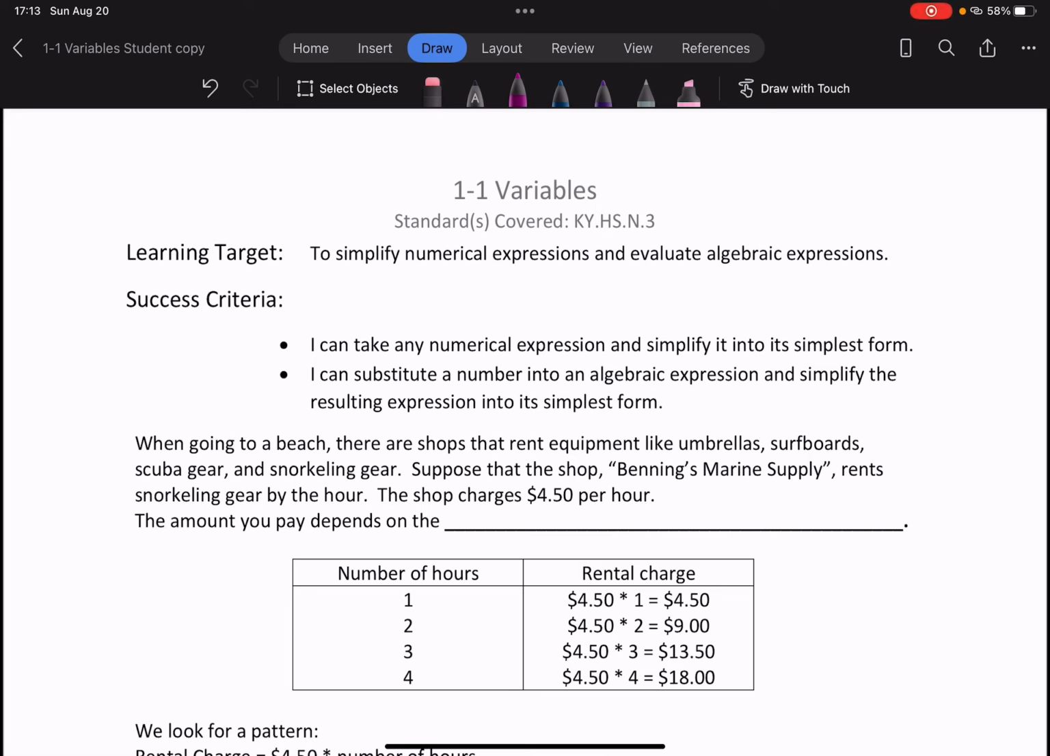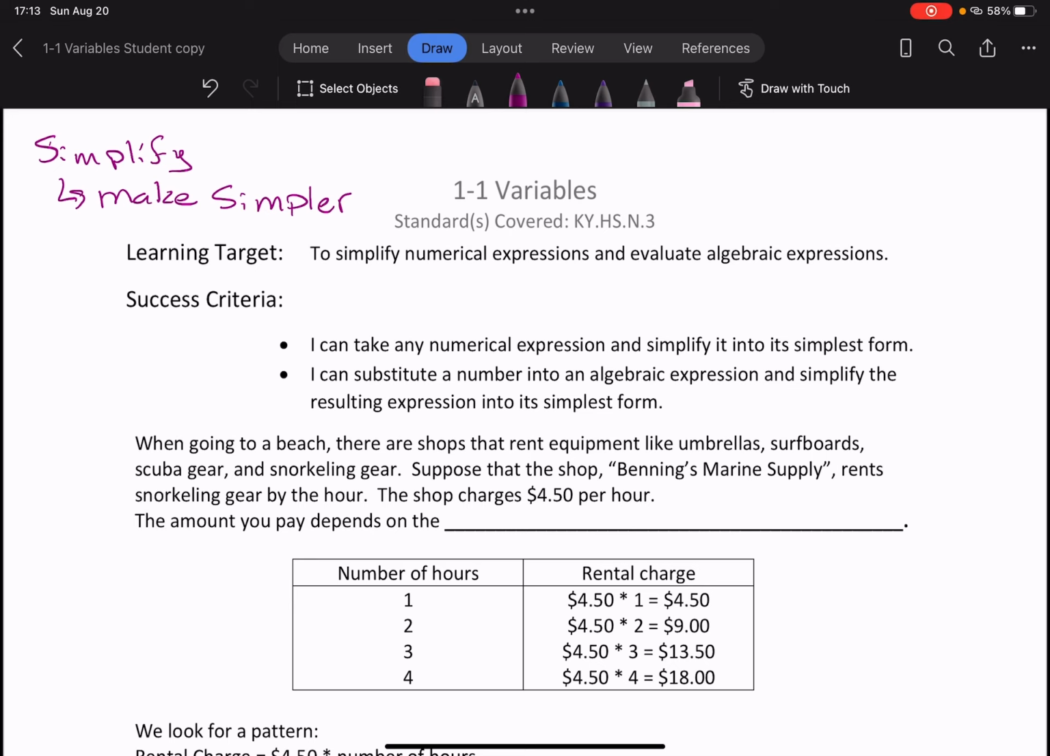So we're going to do a lot of just simplify, meaning to make things simpler. Anytime you see the word simplify, it just means to make simpler or easier. In other words, you can look at it.